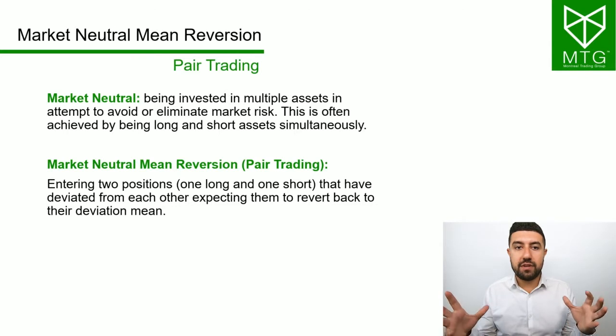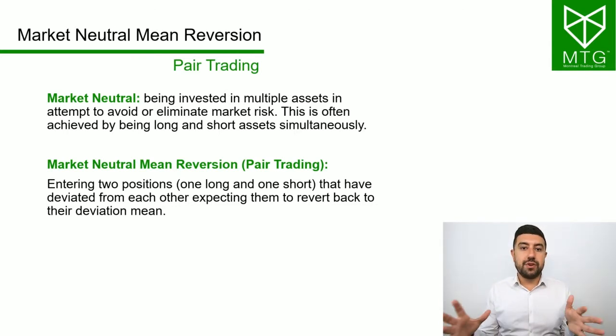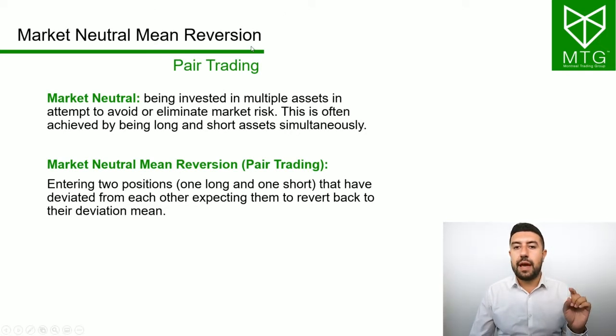80% of the time, the markets are in mean reversion. Only about 20% of the time are they in momentum. So mean reverting strategies tend to work often. Now, market neutrality, what does that mean? Well, market neutral means being invested in multiple assets in an attempt to avoid or eliminate market risk, which we've looked at. This is often achieved by being long and short assets simultaneously.